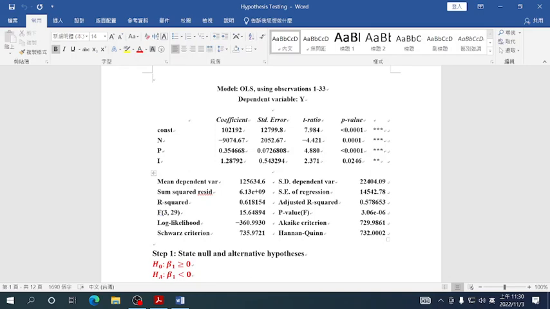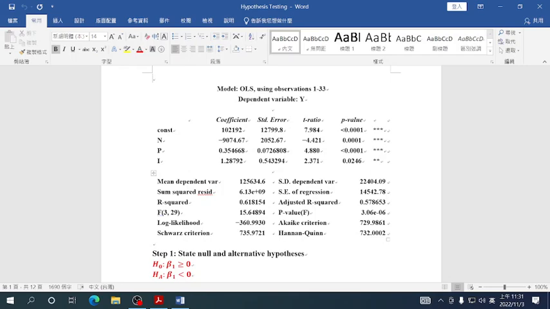So step 1, state null and alternative hypothesis. So this is what I did, state. In the future, if I ask you to do the assignments and working with the hypothesis testing, you need to do as what I did here, step by step. It will remind you, you won't miss any step. Okay, it's good to follow the step, right? All right? So I don't see you have any problem with the step 1, right?